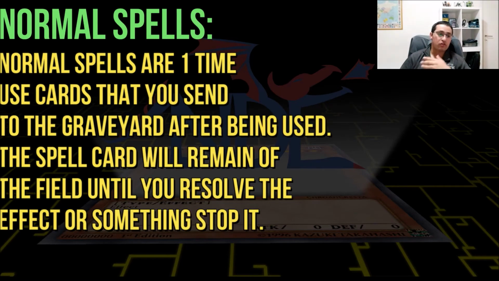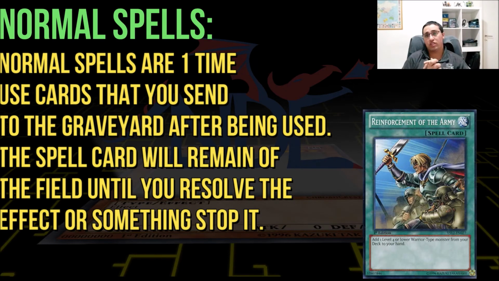Normal spells are the baseline of spells. You just activate them, you let them resolve, and then you send them to the graveyard. They're one-time use, they stay on the field until their effect is resolved or negated, and then they're sent to the graveyard. Just like with this card specifically, Reinforcement of the Army, a very classic card that allows you to add to your hand, as its own effect, a level 4 or lower warrior monster from your deck.